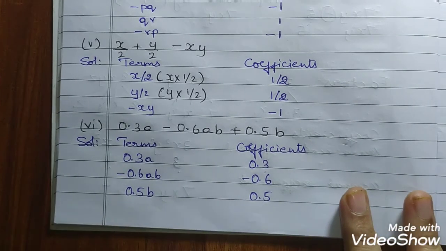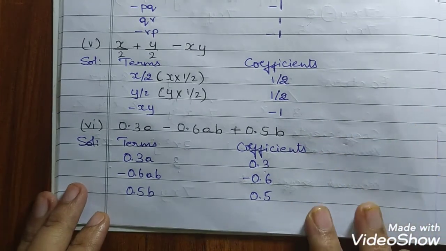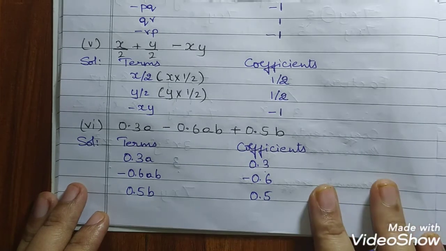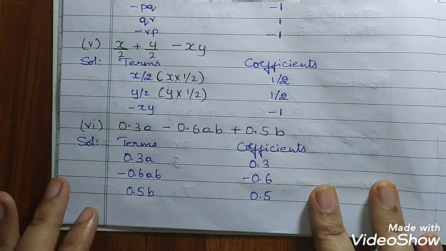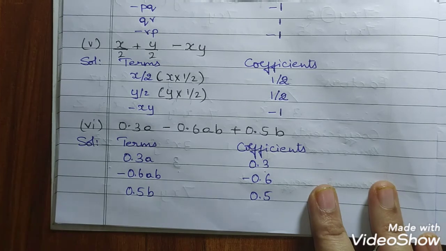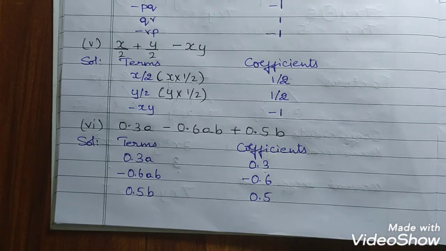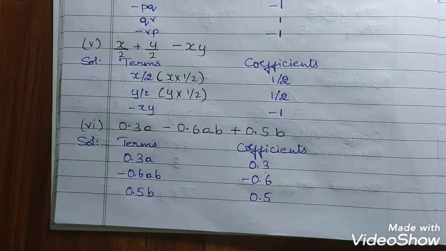So exercise 9.1 first question I have completed. 6 subdivisions. Now I think you are clear with this. What are terms and what are their coefficients, how to find the coefficient from an expression, and how to find the terms of an expression. Once again I will tell you what terms are. Terms can be 1, 2, 3, 4, any number of terms can be there.